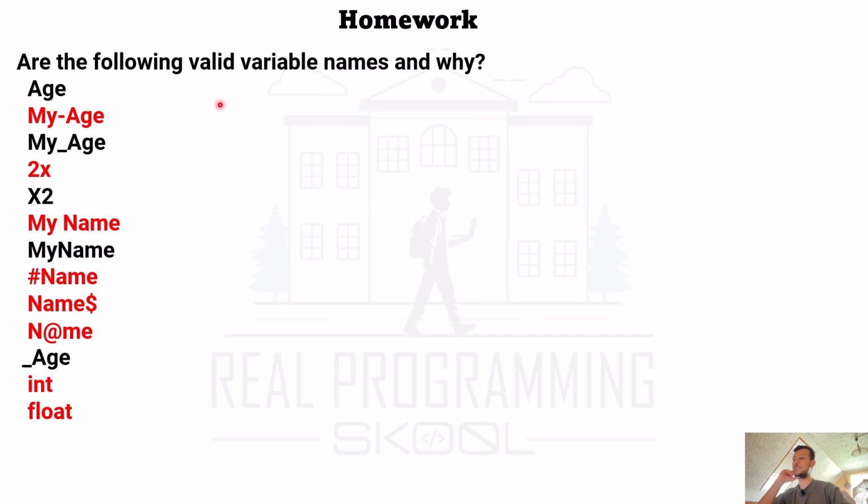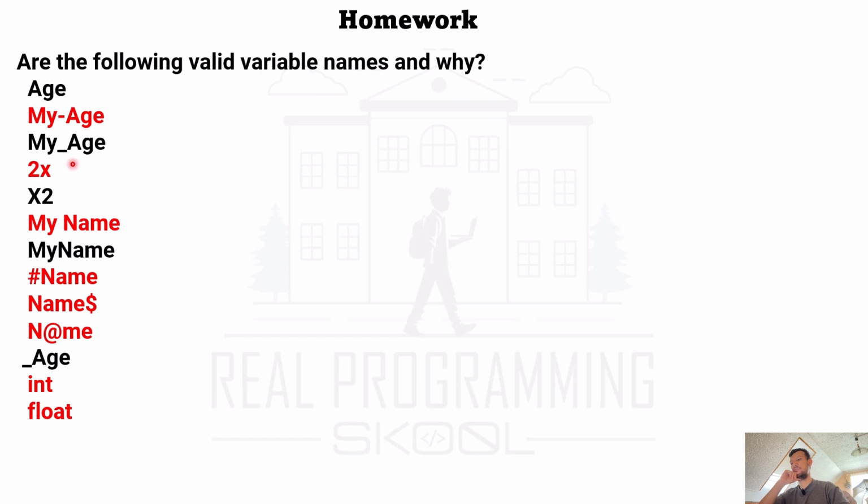The first variable name is correct because it doesn't have any special characters or numbers. It's a correct variable name and we could use it. It just starts with an uppercase letter. And the second variable name is incorrect because we use a hyphen special character, and we said we couldn't use any special character with variable names except underscore.